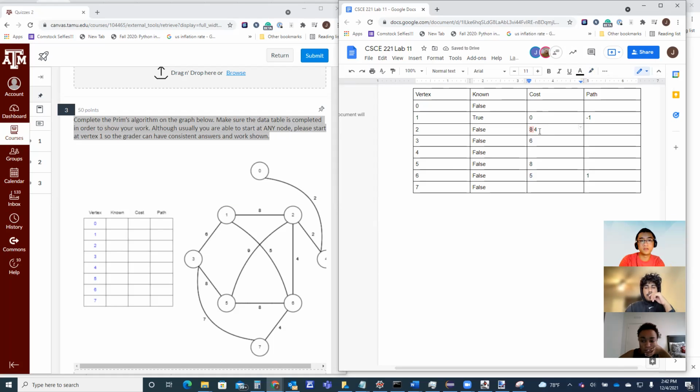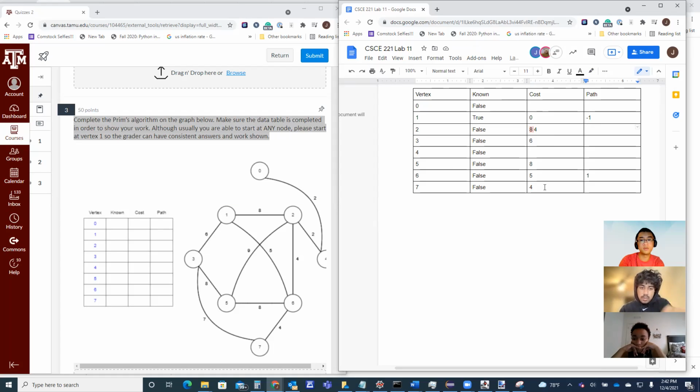Okay, so then the lowest one would be 2. Wait, are we done with 6? Yeah. 6 is connected to 1. It's also connected to 7, but then we choose the lowest number. So these both have the lowest weights of 4. We need to build a path column out before we move on.